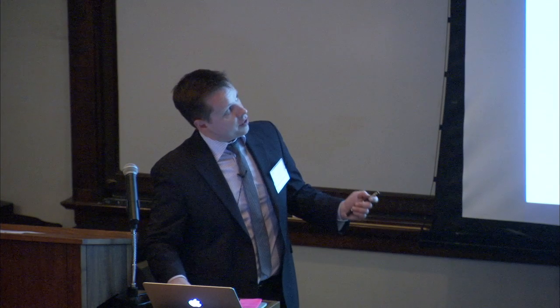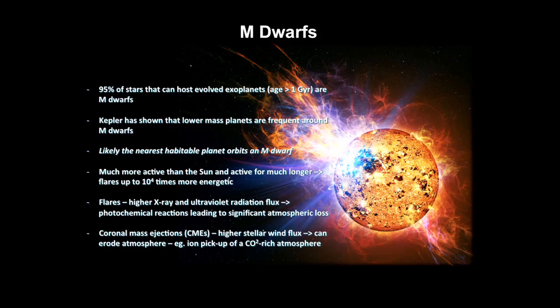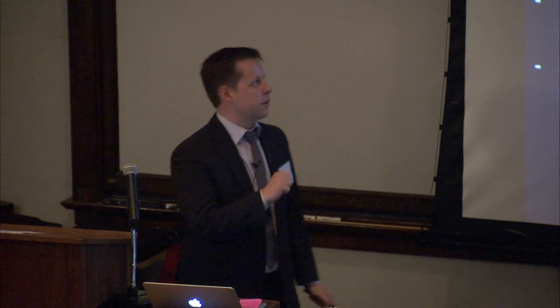Another class of star that's very active are M dwarfs. M dwarfs are the dominant stars in our galaxy. 95% of stars that can host evolved exoplanets, that's those that have ages greater than a gigayear, are M dwarfs. They're the smallest runts of the litter in our galaxy, but they're very, very populous.